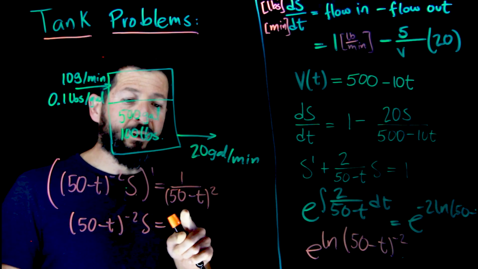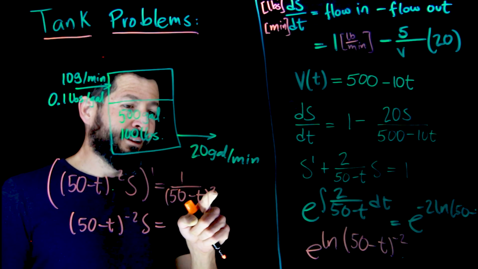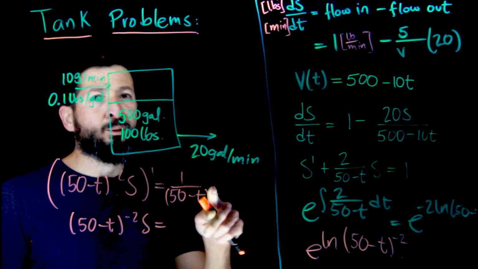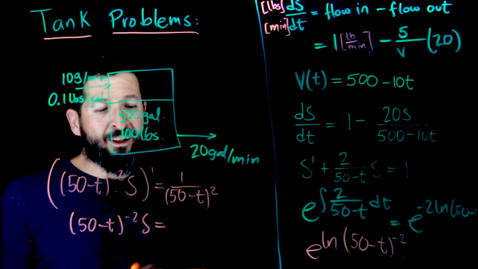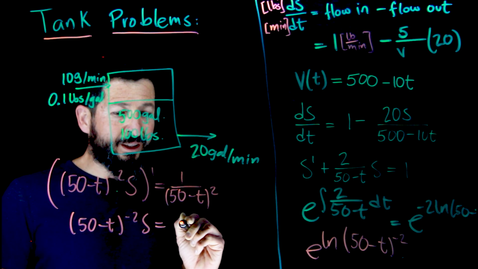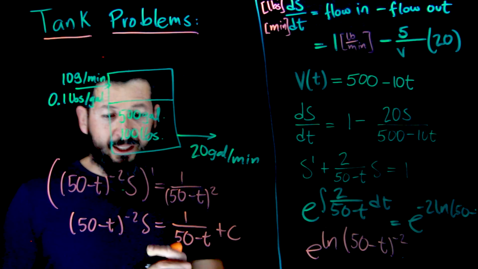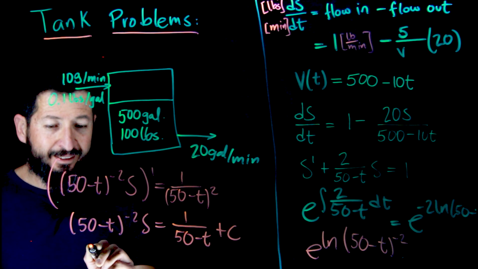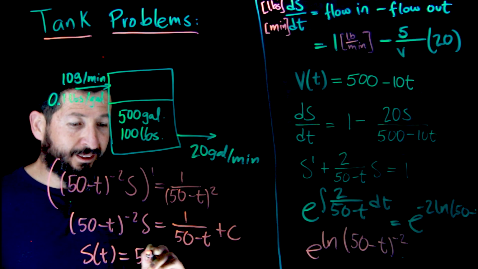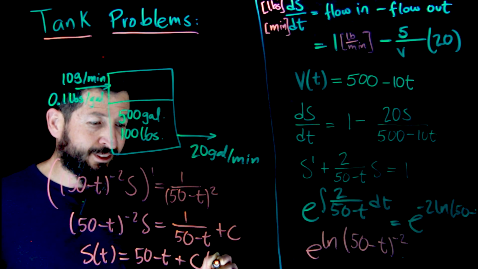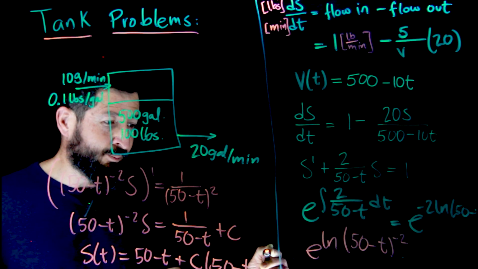And here I have to integrate doing a u substitution. u equals 50 minus t, du is negative dt. And then I have u to the negative 2. Add 1 to the exponent, it is going to be u to the negative 1 times negative 1. But I had a negative 1 in front, so this is just going to give me 1 over 50 minus t plus c. And then I multiply both sides of the equation times this, and I get 50 minus t plus c times 50 minus t squared, which I'll write as 50 minus t to the negative 2.